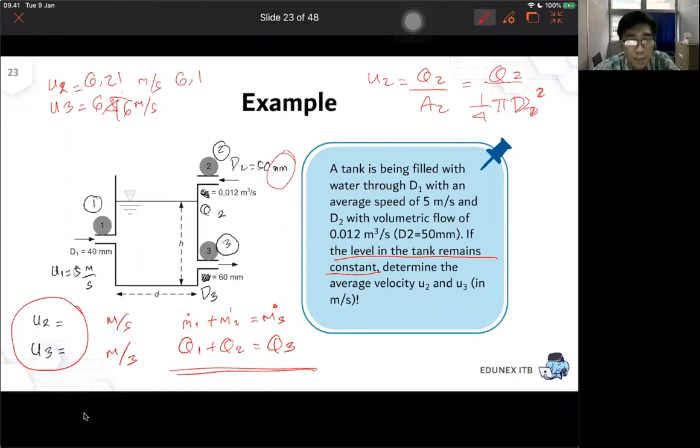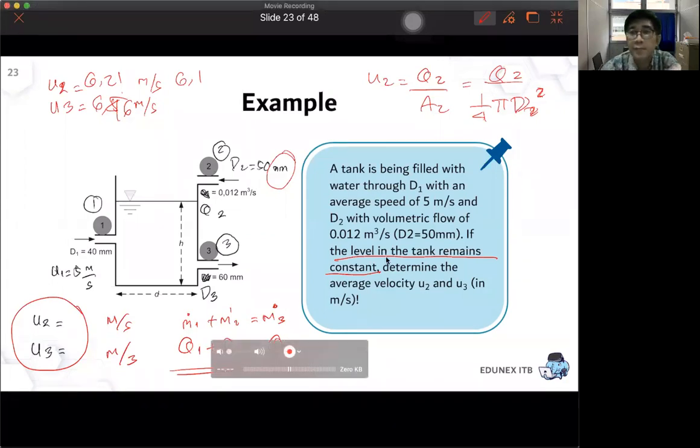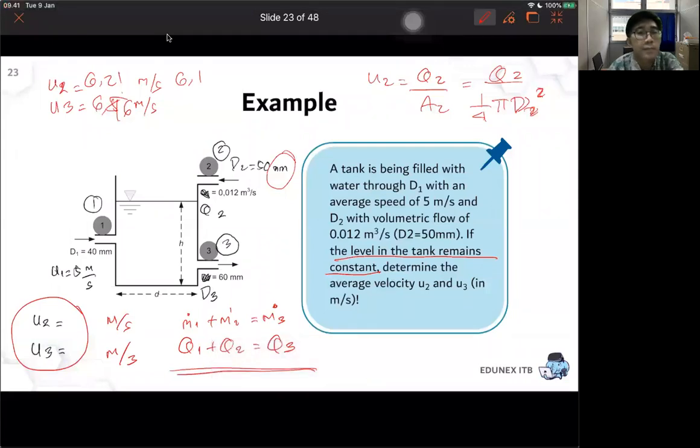Oke, yang lain dapat angkanya apakah sama? If I'm not mistaken, it's around 6.1 and 6.4. Yeah, close to that. Yes, sir.